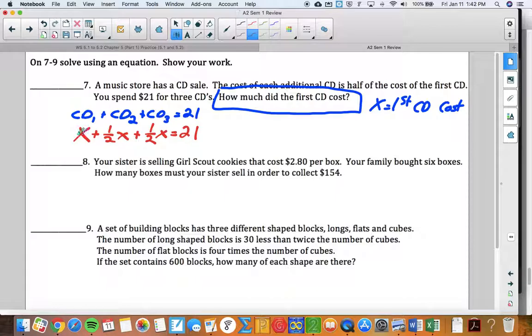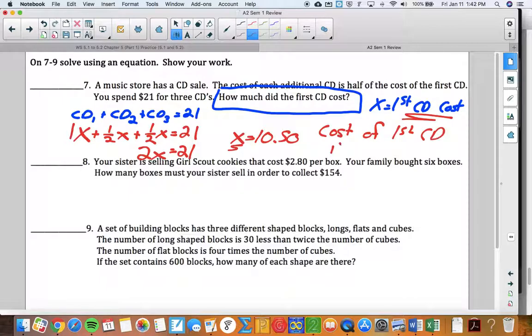So we can combine like terms here. 1 plus 1/2 plus 1/2 is 2. 2 x's equal $21. So then x equals $10.50. Remember, x represents the cost of the first CD. So the cost of the first CD is $10.50.